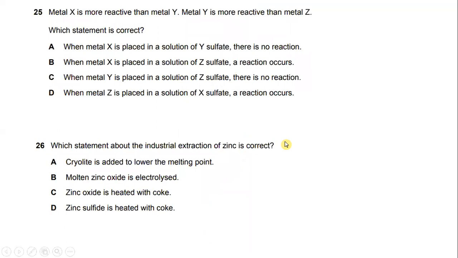Metal X is more reactive than metal Y. Metal Y is more reactive than metal Z. Which statement is correct? When metal X is placed in a solution of Z sulfate, a reaction occurs. And which statement about the industrial extraction of zinc is correct? Zinc oxide is heated with coke.